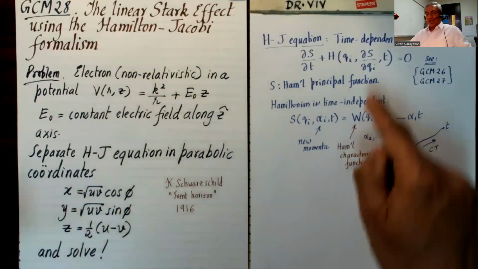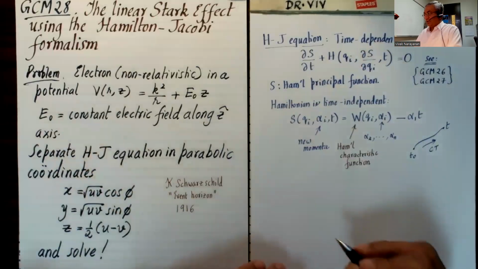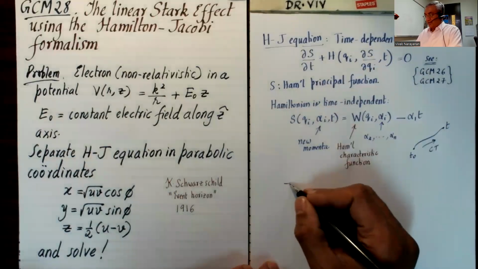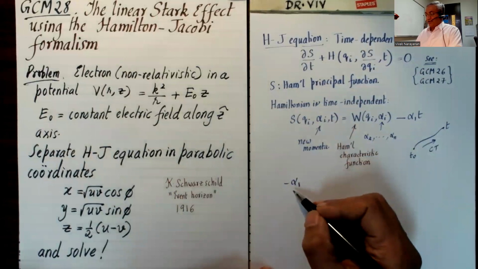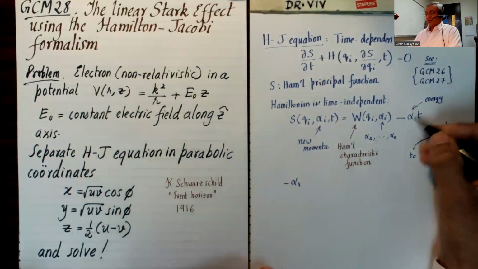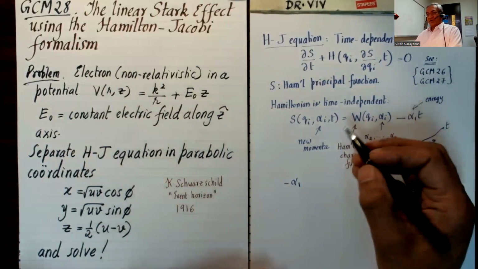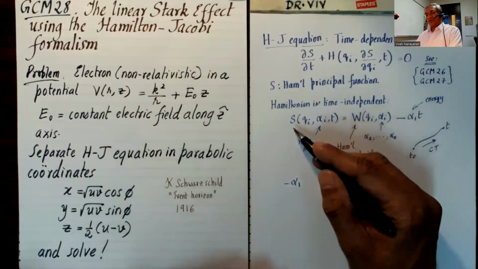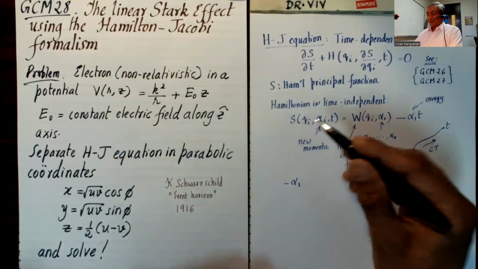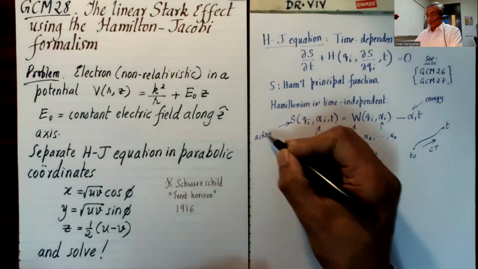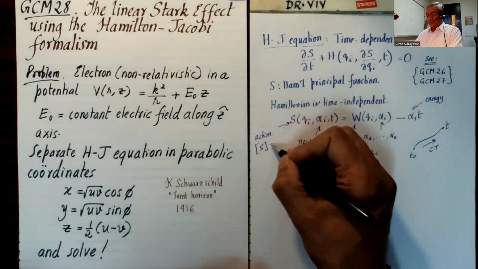If you put this thing back in there, then the equation that I would end up with is, when I do del S by del T, I'll just get negative alpha 1. And you should identify this alpha 1 as energy, because energy, when multiplied by time, has the same units as joule seconds, which are the units of angular momentum, and the units of S are angular momentum. This is also called the action.